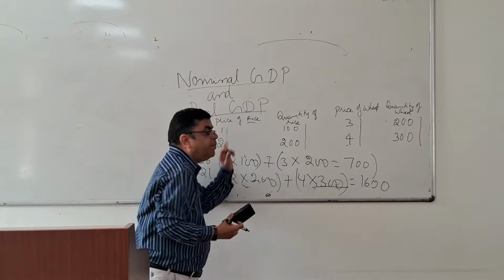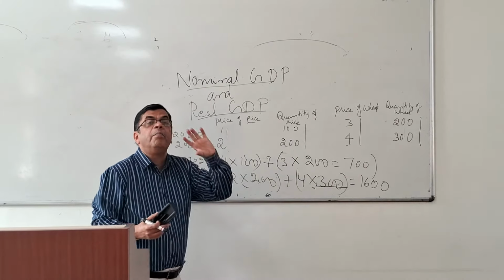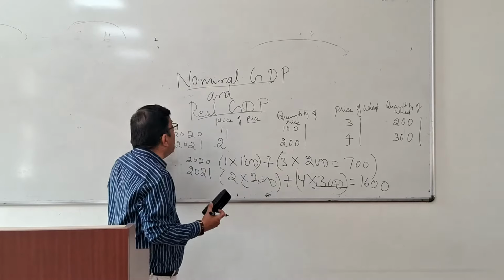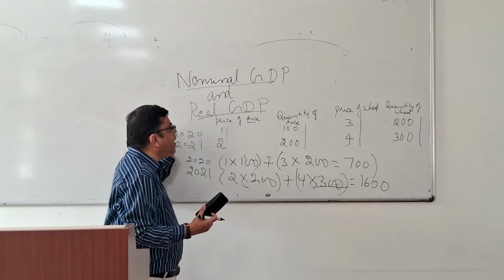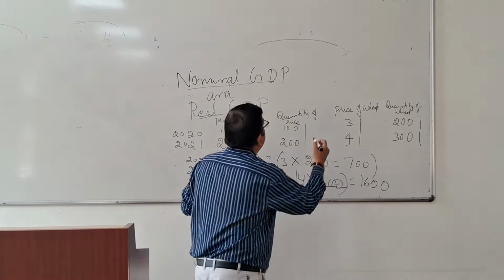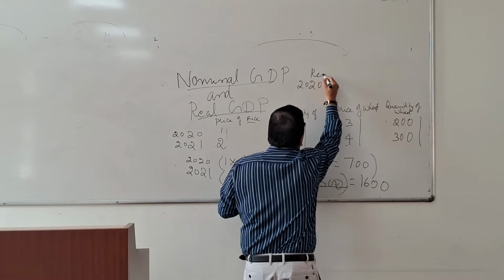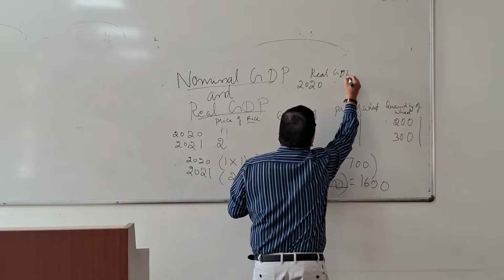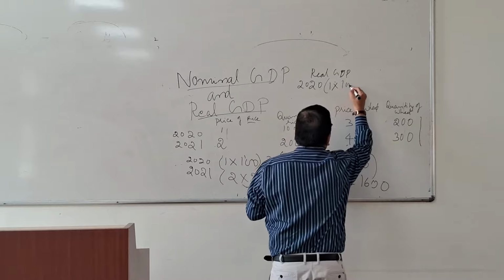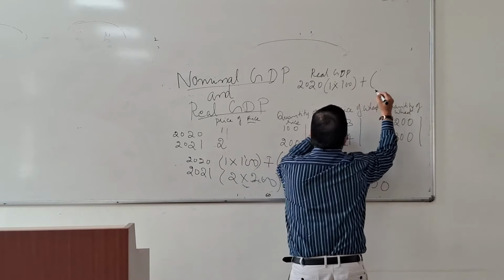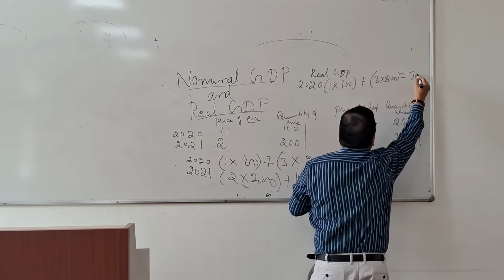Now, real GDP takes into consideration only the constant prices, that is the base year price. In this case, the base year is 2020. The earliest year is usually taken as the base year. So, how much is it now? For 2020, this is real GDP, so 1 into 100 plus 3 into 200. This is the same as that 700.